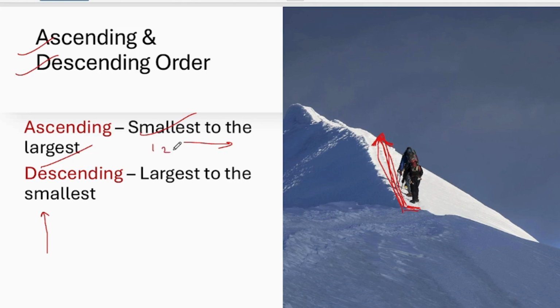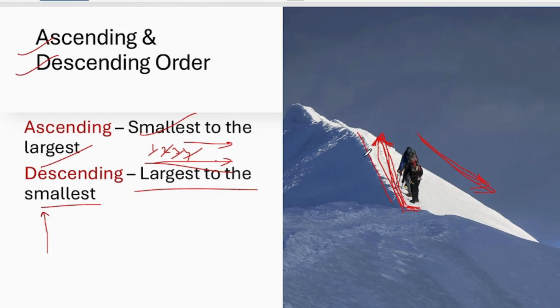For example, 1, 2, 3, 4. So 1 is small, 2 is bigger than that, 3 is bigger than that, 4 is bigger than that. It means it is ascending order. Likewise, descending. Descending will be when you are coming down. You are descending from the mountain, from the top, right? So descending is largest to smallest. Just keep this picture in mind, and you will not get confused.